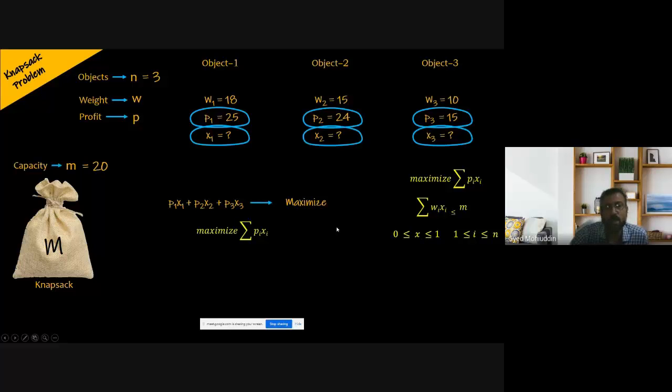Now, what is the objective then? Summation of Pi Xi is the total profit. The objective is to maximize the total profit. So this problem is a maximization problem, not a minimization problem. This is known as a maximization problem.